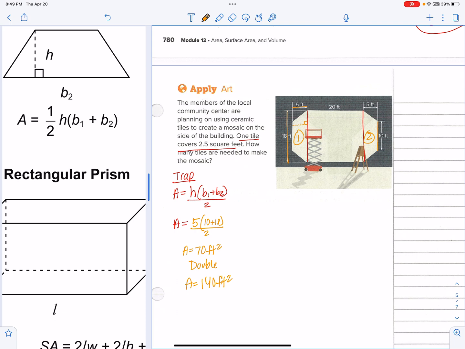All right, now let's go ahead and do our rectangle. And I'm going to get rid of orange because it's weird. All right, green. Rectangle formula, area equals length times width. I'm just going to use base times height, same idea.